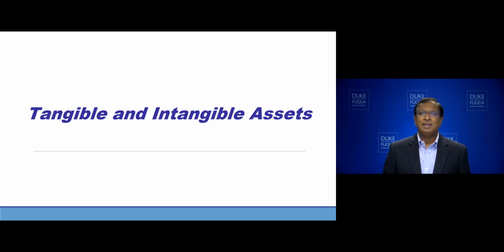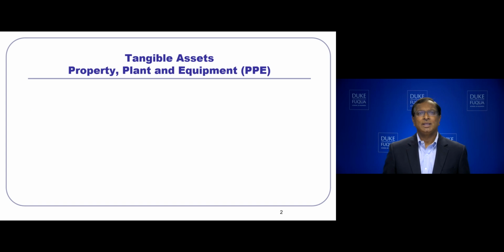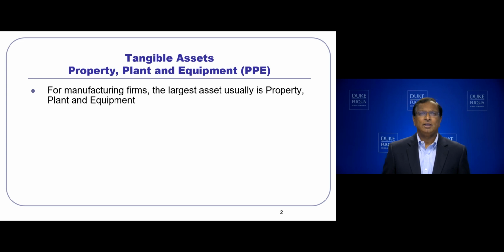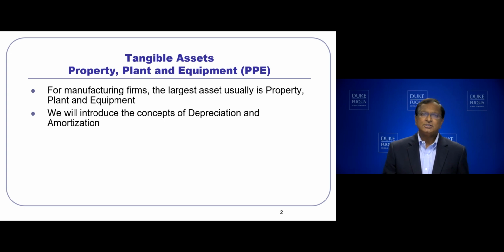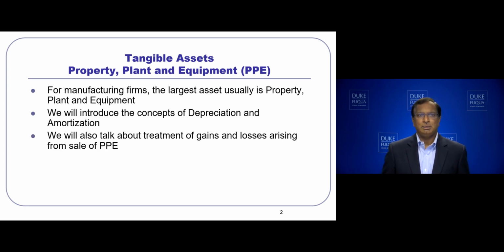Hello everyone. In this video, I'll be discussing the accounting for tangible and intangible assets. Let's begin with tangible assets, particularly for property, plant, and equipment, or PPE for short. For manufacturing firms, the largest asset usually is property, plant, and equipment. And in this video, we'll discuss the concepts of depreciation and amortization that relate to PPE.